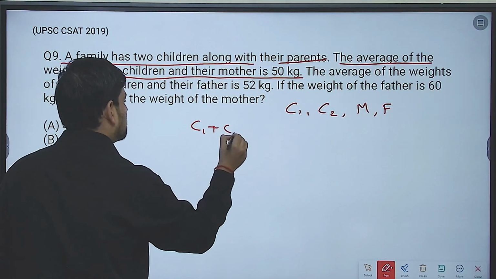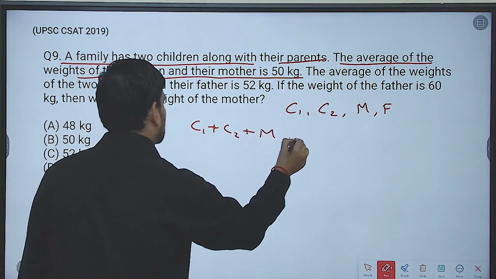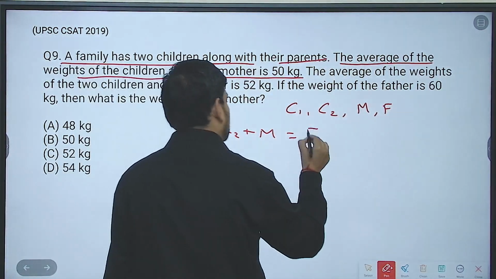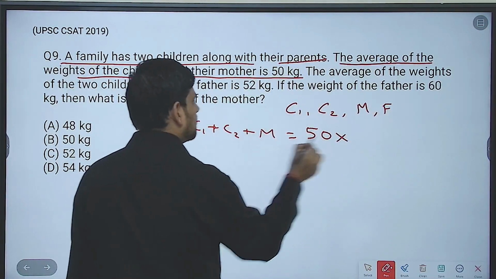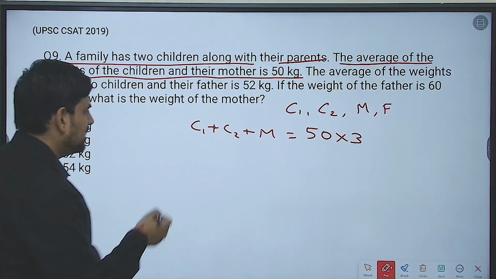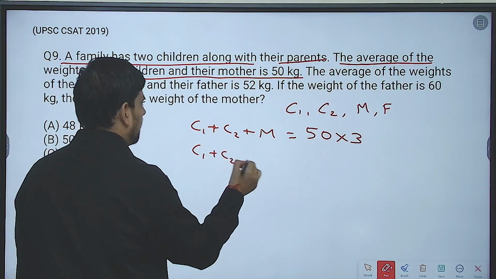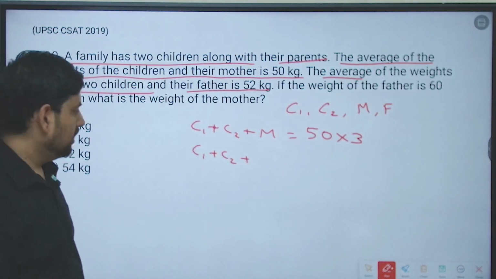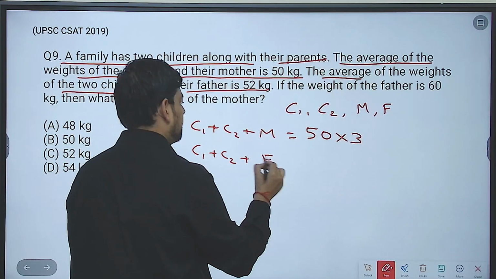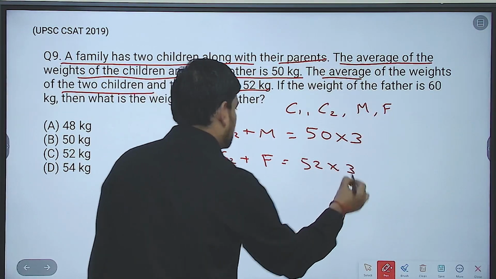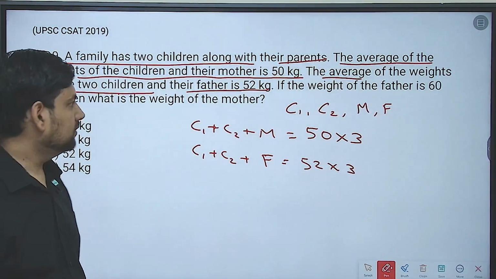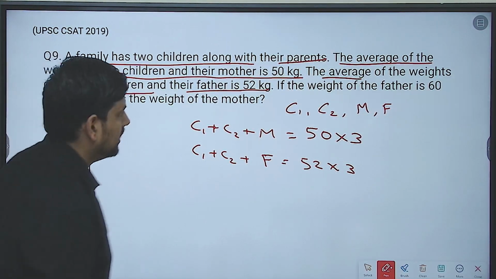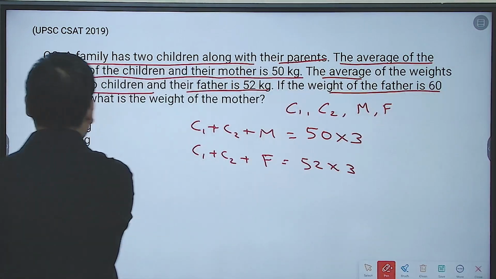Now you are expert in this. So C1 plus C2 plus mother. Now average is given, sum is equals to average into number. Average is 50. This average is for how many people? 1, 2, 3. So 50 into 3. Similarly, the average of the weight of the 2 children and their father is 52 kg. So C1 plus C2 plus F is equals to 52 into 3. Now if the weight of father is 60 kg, then what is the weight of the mother?